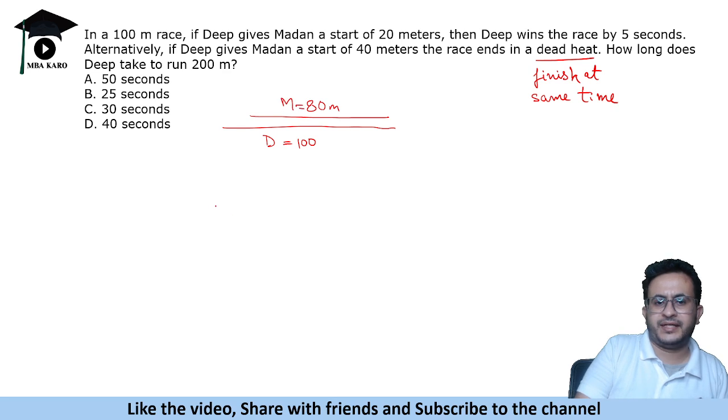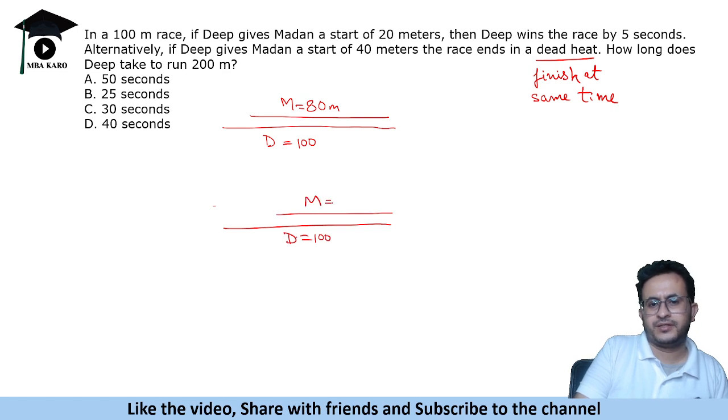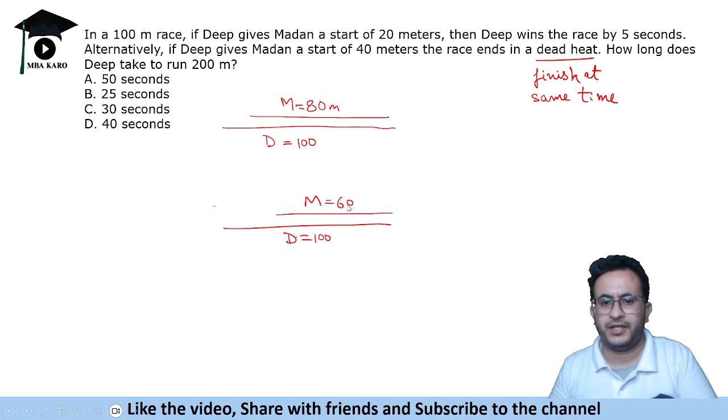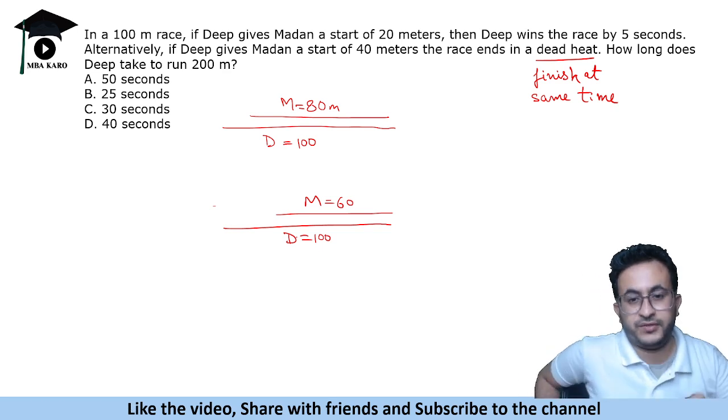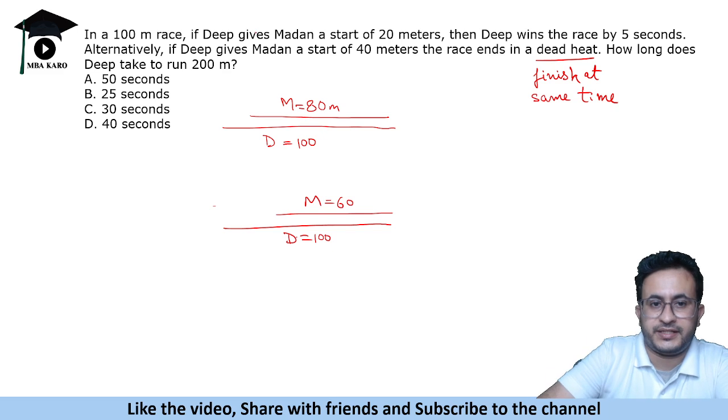Okay. Second case is Deep is giving Madan a start of 40 meters. So that means Deep is running 100 and Madan is running just 60 meters. Okay. Now let us understand this question. What does it say? It says that if Deep gives Madan a start of 40 meters.